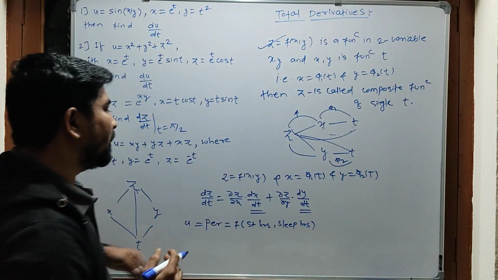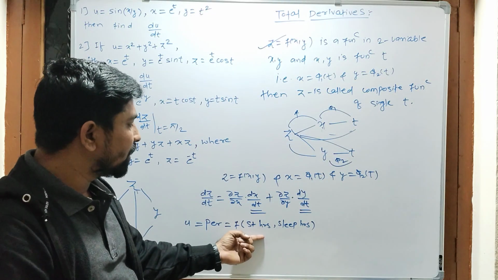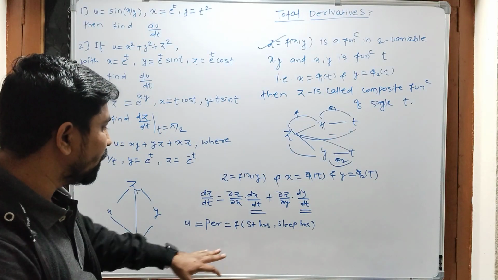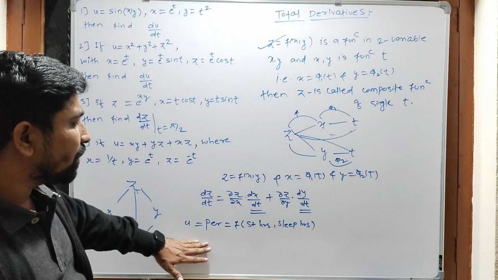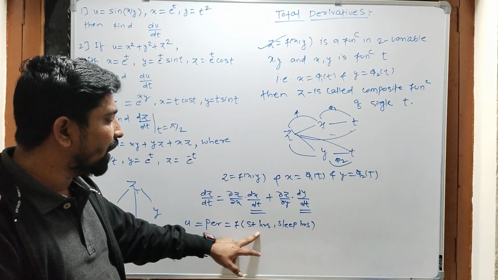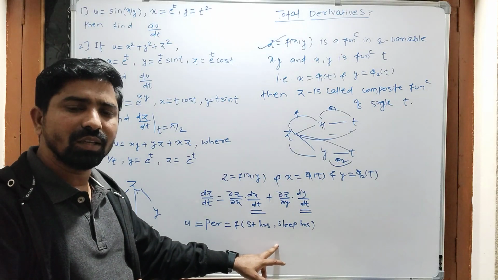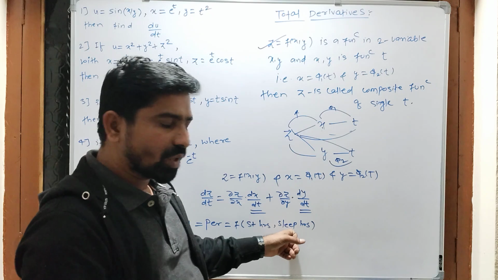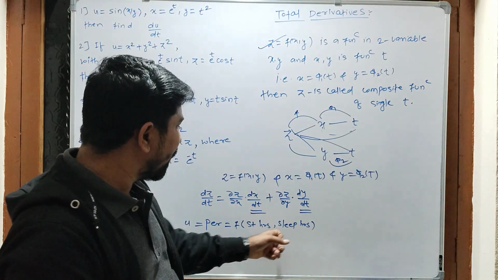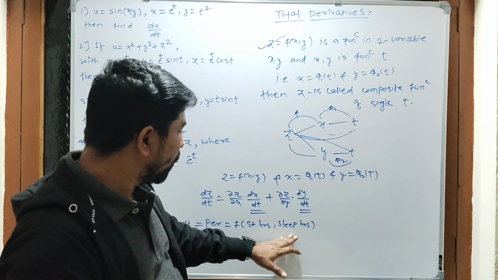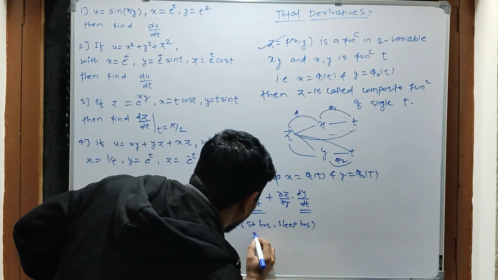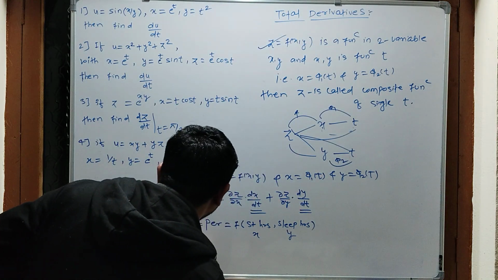Let's say study hour and sleeping hour are functions of t. The performance of your student depends on study hour x and sleeping hour y. Let's say this is my u, and we take ∂u/∂x into dx/dt plus ∂u/∂y into dy/dt.